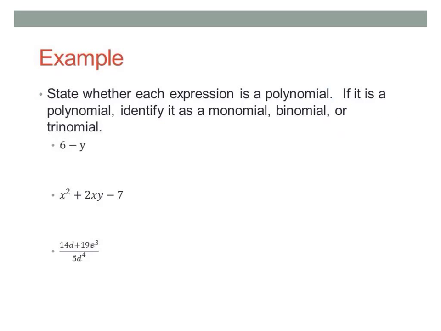So here we have an example where we want to state whether each expression is a polynomial, and then if it is, we want to identify it as a monomial, binomial, or trinomial. So to start out, we have 6 minus y, and these are both terms, so this works. These are both monomials, and so there's 2 of them. So yes, this is, and it is a binomial.